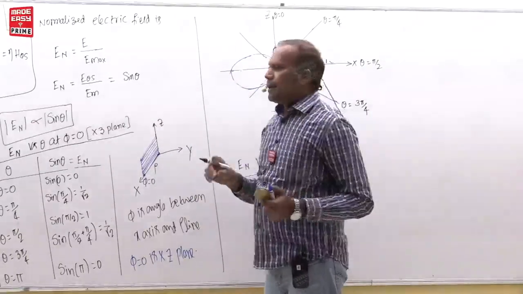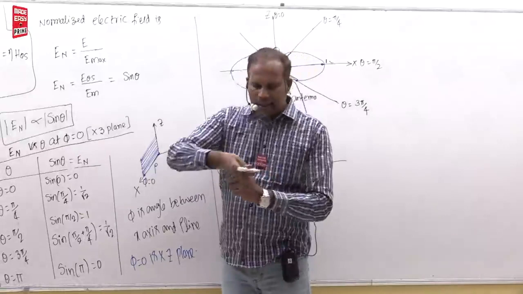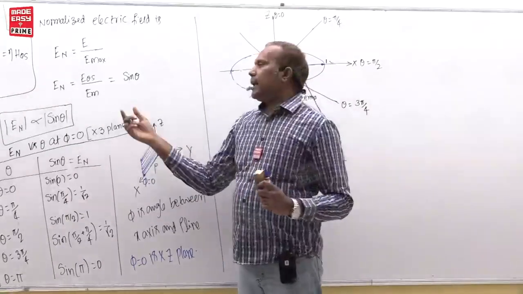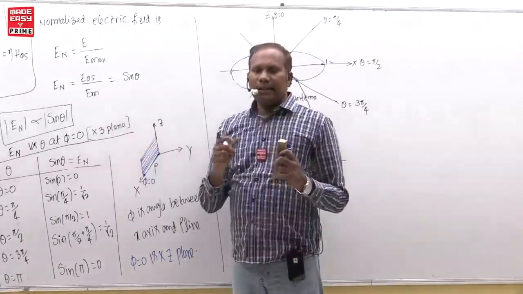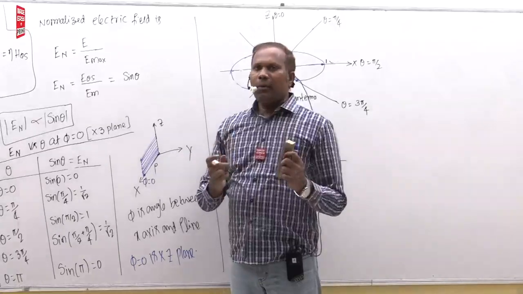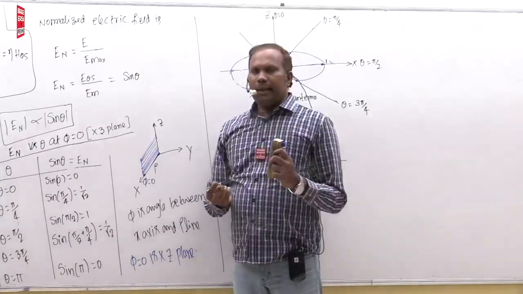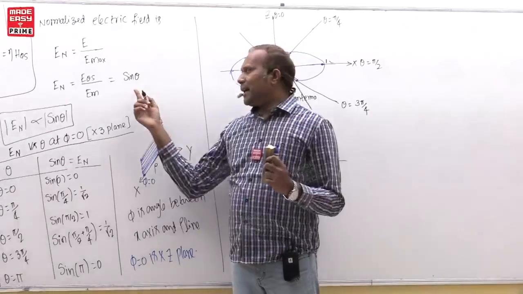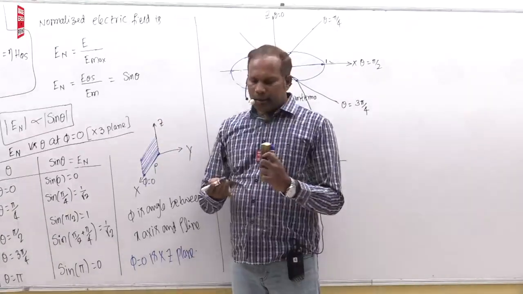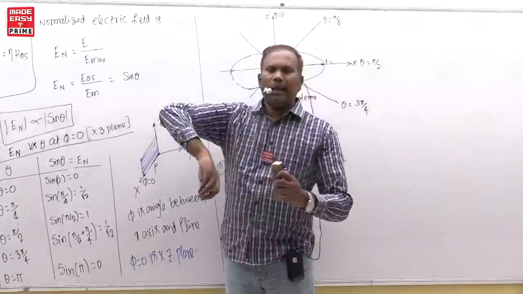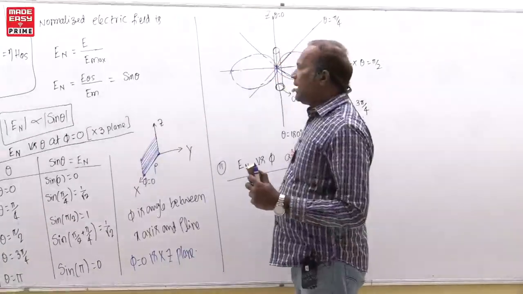You should understand that even though the horizontal angle changes, the electric field value is not changing. That means the antenna is able to maintain a constant electric field. It is able to radiate a constant electric field for the entire horizontal angle. So that is the meaning of that one.